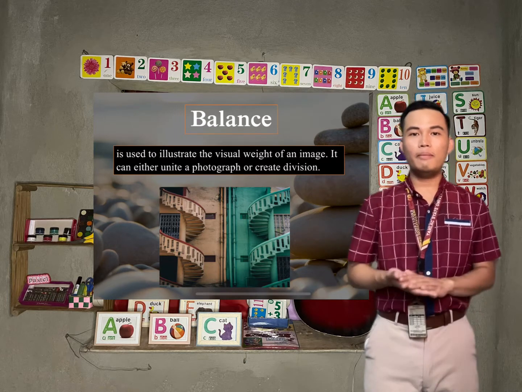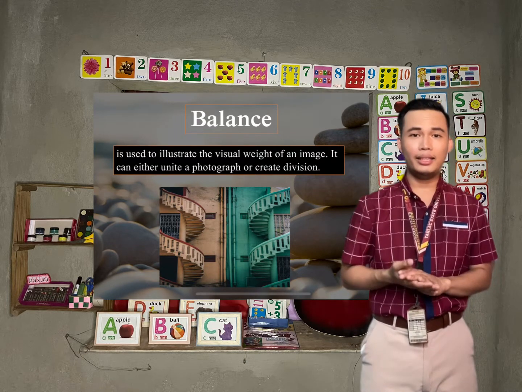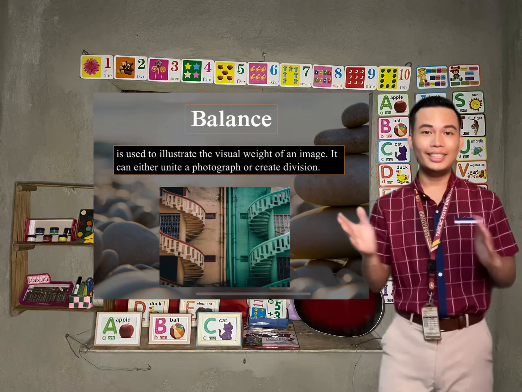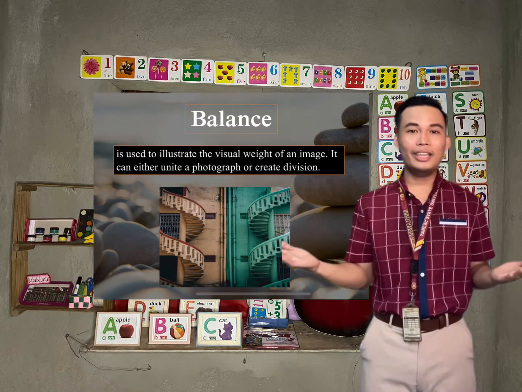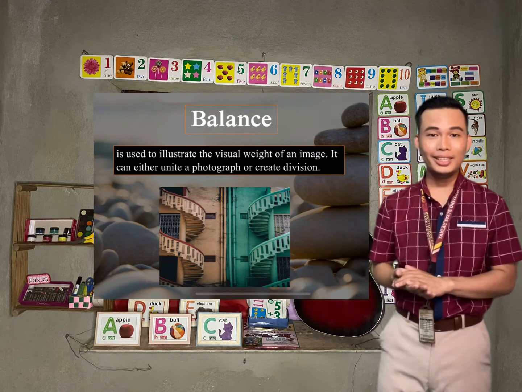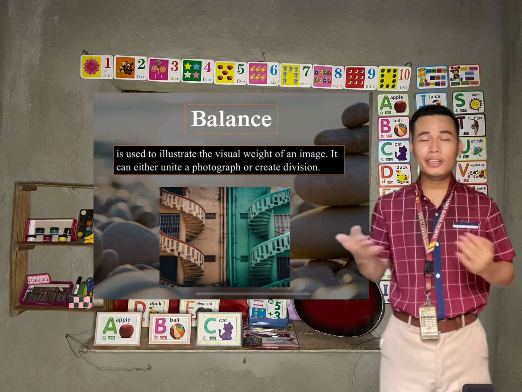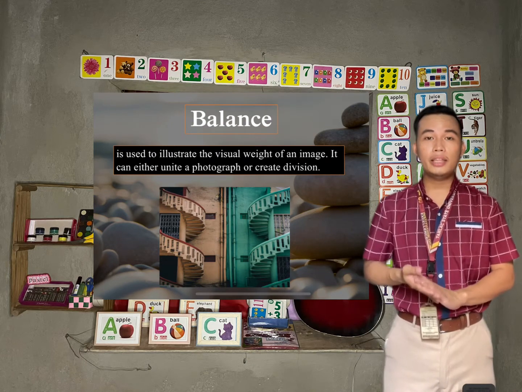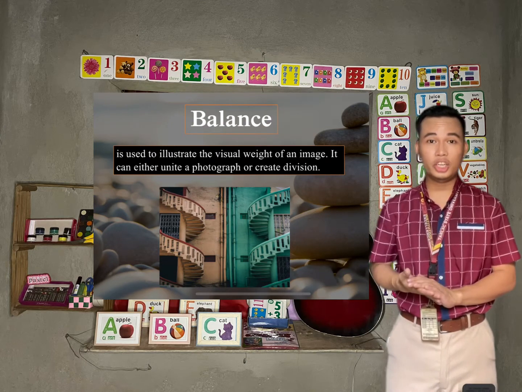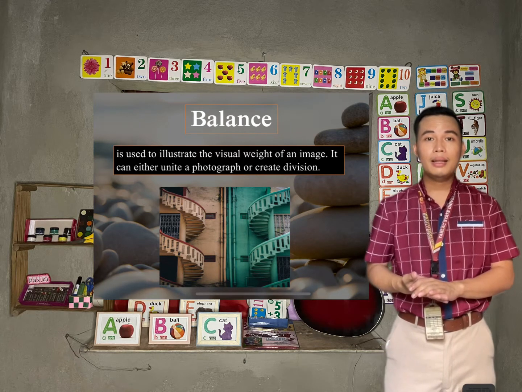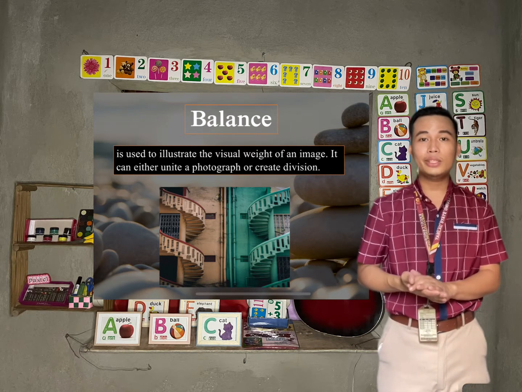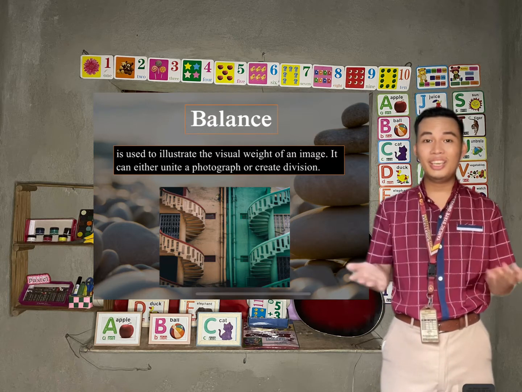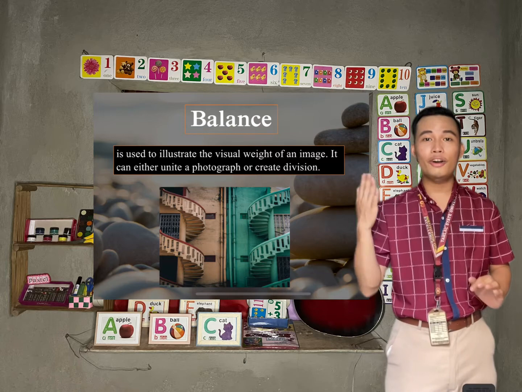When you hear the balance, what comes in your mind? Yes, this one? That's right. And according to our definition, balance is used to illustrate the visual weights of an object. It can either unite the photograph or create divisions. A carefully balanced image lends a sense of stability to a photograph. An unbalanced image creates disunity or unrest.